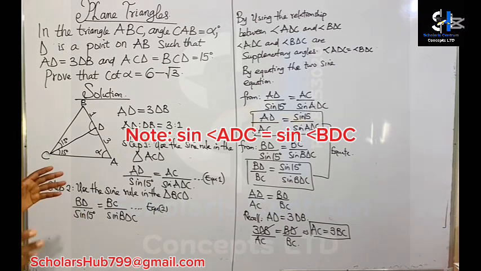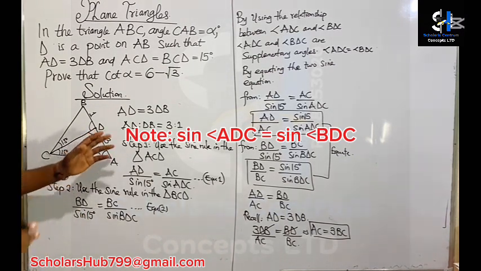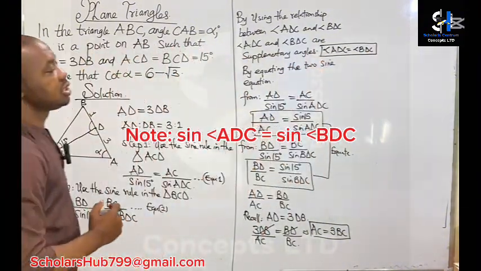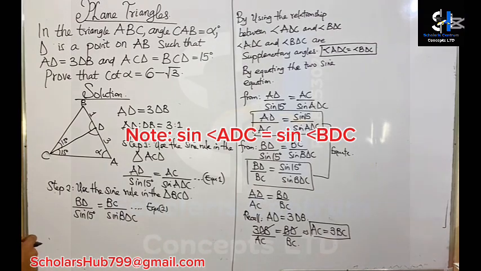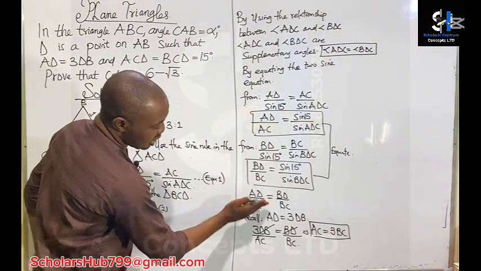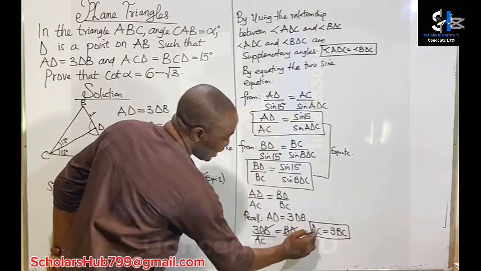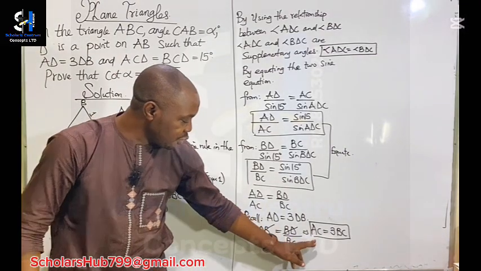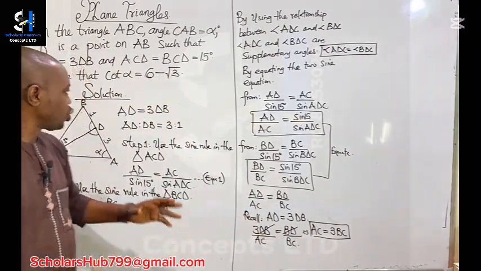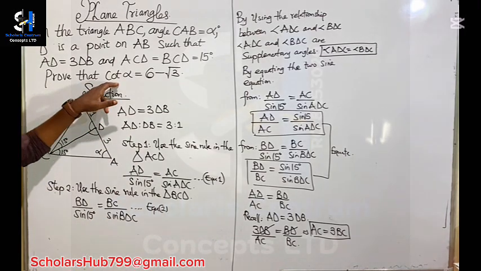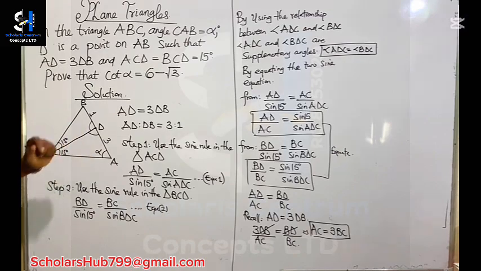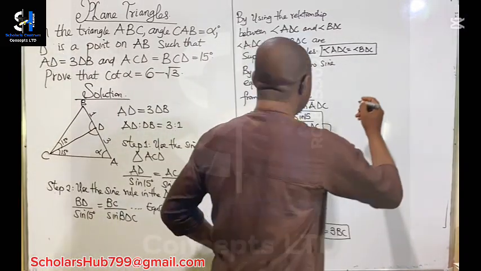Now this is very important. We have ADC equals BDC. So we've been able to establish the relationship between AC and BDC. Which means the triangle we are going to use in order to prove that cot alpha equals 6 minus radical 3 will be triangle ABC. Yes, let's use triangle ABC.